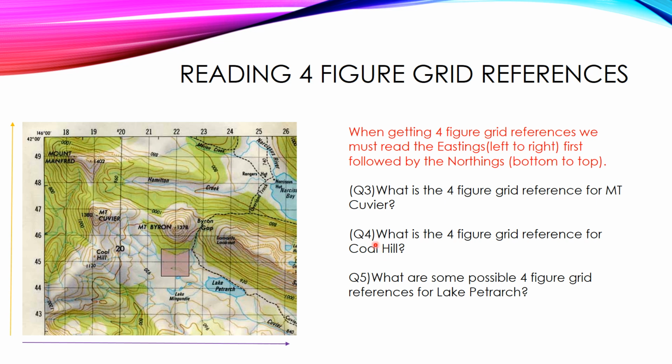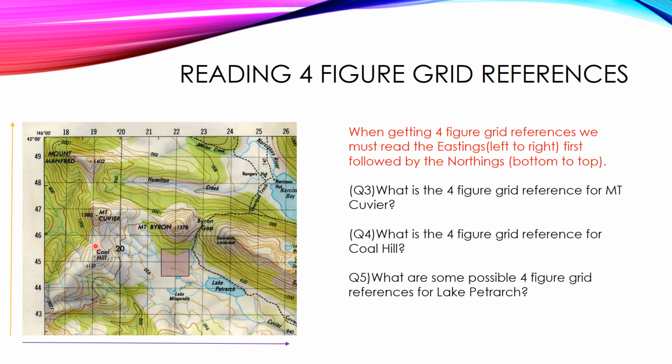Coal Hill, if we find that on the map, is down here. If I want to look at the 4-figure grid reference, I have to remember I do the easting first because E is first in the alphabet, and I do the northing second. So for Coal Hill, if I'm giving an area reference or a 4-figure reference, I look at my easting first, which is 19, and then I look at my northing, which is 45. So my area reference or 4-figure grid reference for Coal Hill is 1945.